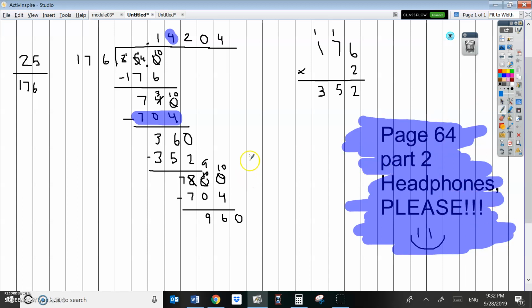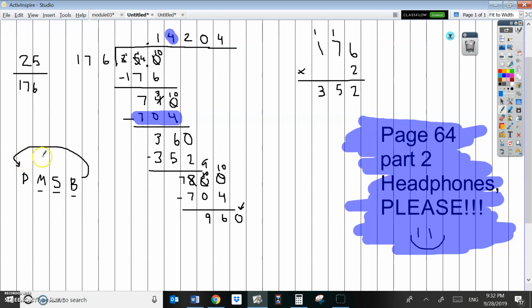Okay, back to this. We just multiplied by 4 and got 704. So in the steps we were divide, multiply, subtract, bring down. 4 times 176 was 704, so we multiplied. Then we subtracted and we got 96. And then we brought down a 0. And now we're on our divide step again.